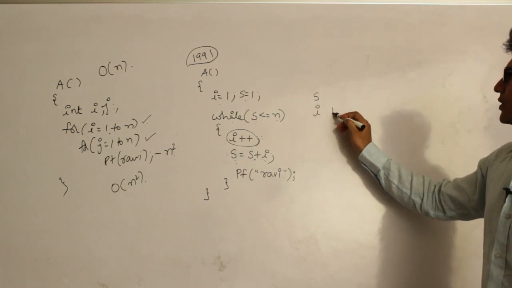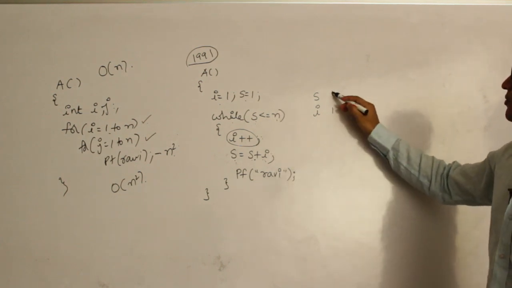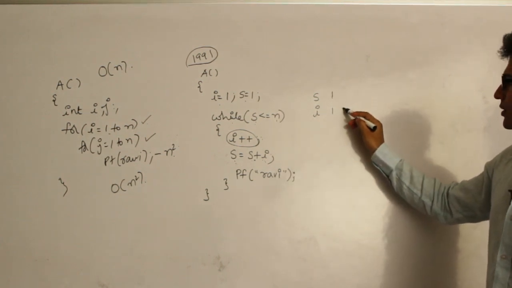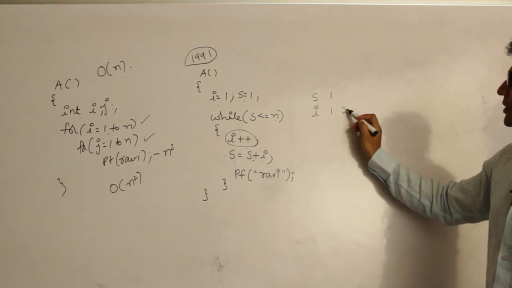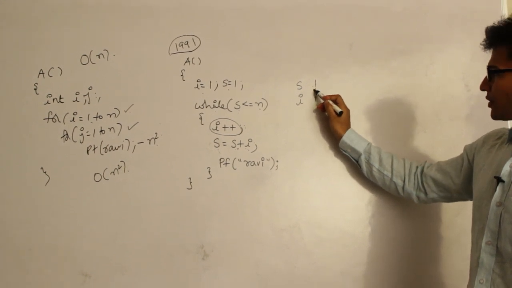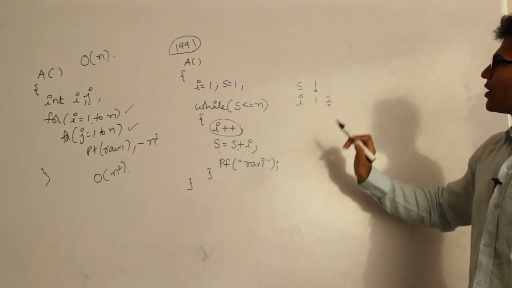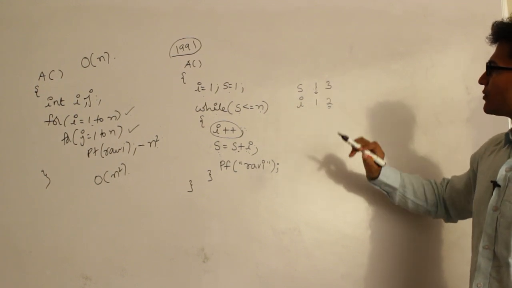Initially I is 1 and s is 1, right? So when it enters one time, how much will I be incremented? By 1. And how much will s be incremented? s equals s plus I, which means whatever is s, to that you have to add I, which means these two will be added and we are going to make it 3, right?